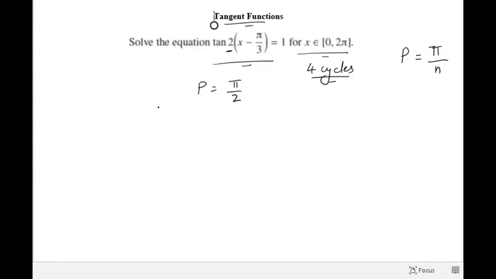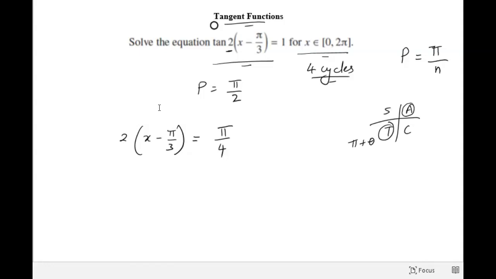So the solution we're going to have is 2 times x minus pi on 3 is equal to pi on 4. Like I mentioned earlier, CAST shows the quadrants where the ratios are positive, and tan is positive in the first and the third quadrant. When we dealt with sine and cos, we always dealt with an angle in the third quadrant to be pi plus theta. Because the tangent ratio repeats itself after every pi rotation, we don't have to worry about this. We're just going to find consecutive angles by adding the period of the tan function. Hopefully I'm not going too quick.